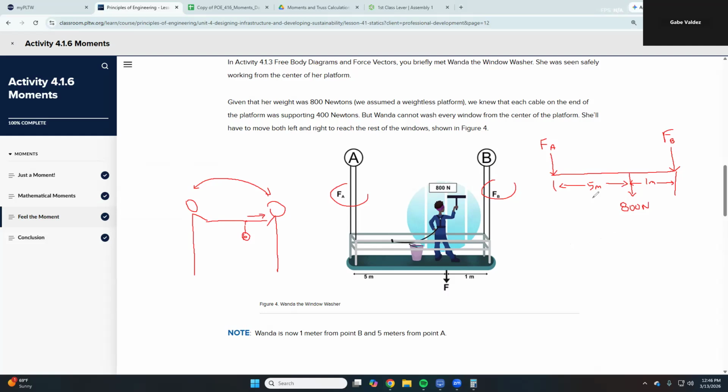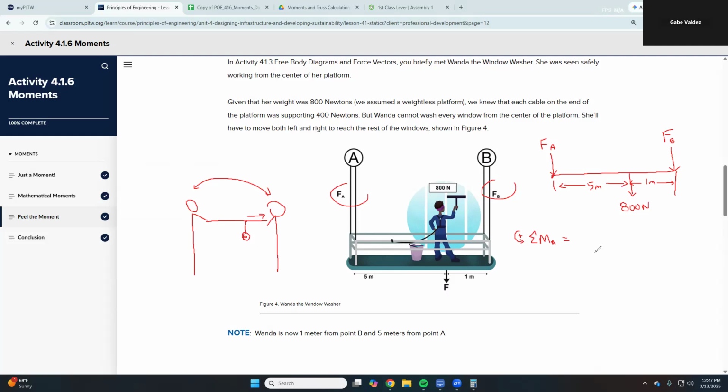So we can figure out what these forces are. What you have to do is choose a point of rotation when working out a moment problem. I'm going to suggest that A be my point of rotation, so I'm going to take the sum of the moments about point A, this point right here. I'm going to ask myself what forces will cause this to rotate about point A.